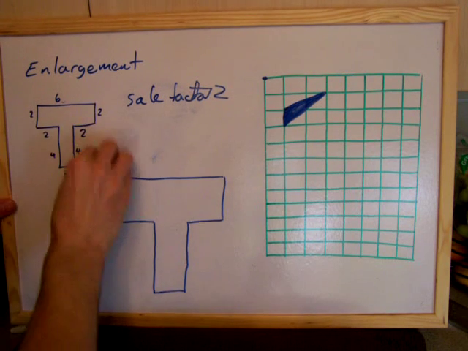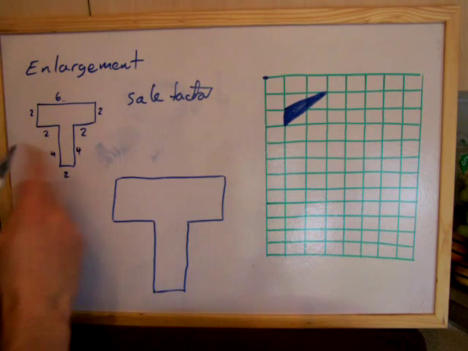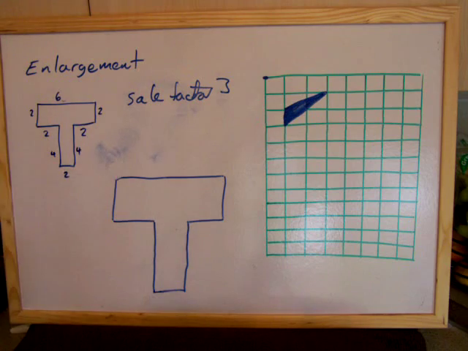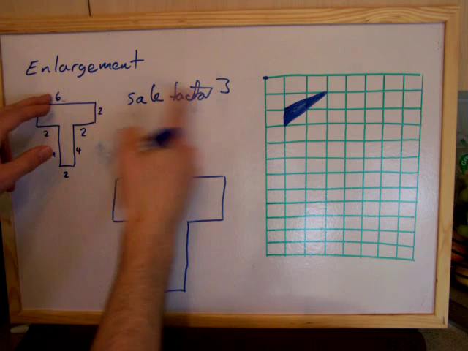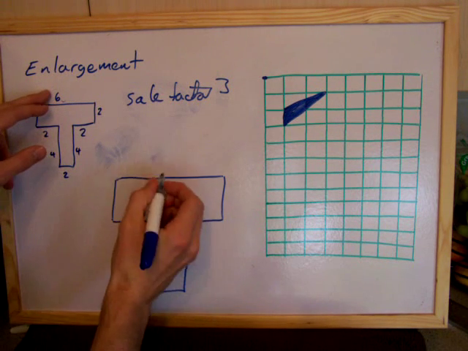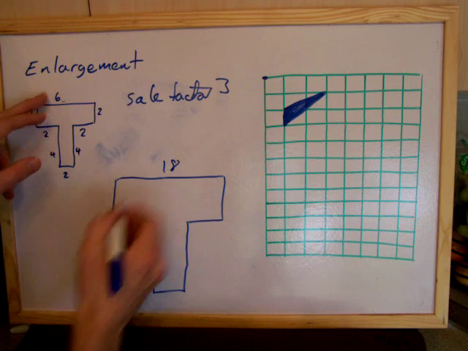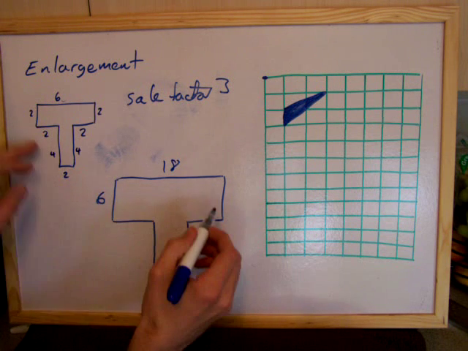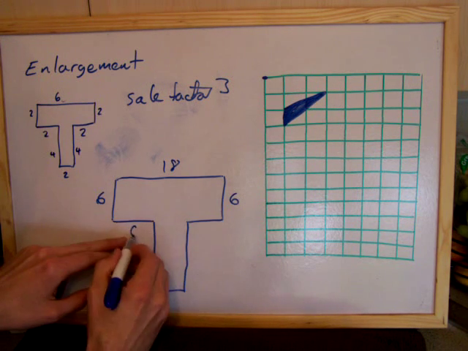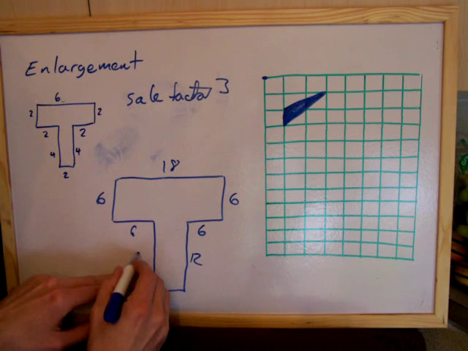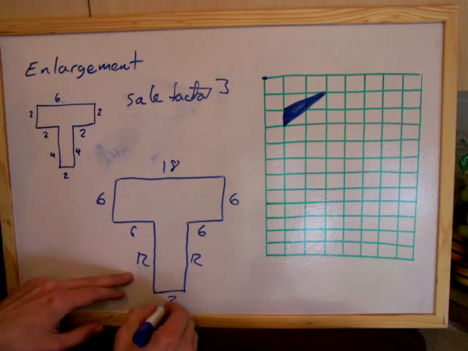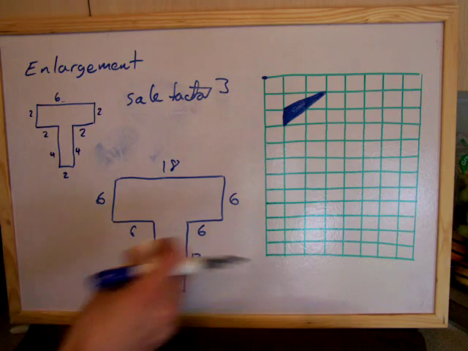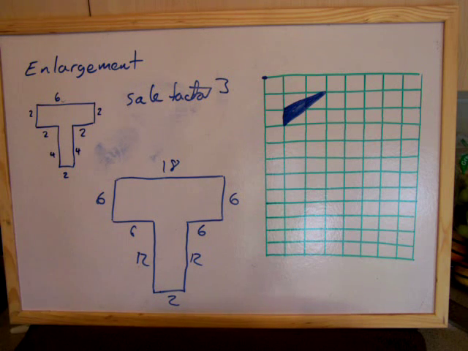Okay, imagine I had a scale factor of 3, then imagine I've drawn a bigger T, then my top number here, well, you think about it, scale factor of 3, 6 would become 18, we'd have 6 on the side because it's 2 times 3, got 6 underneath, 12 down here, and 2 down there. Okay, so what if it's on a grid?